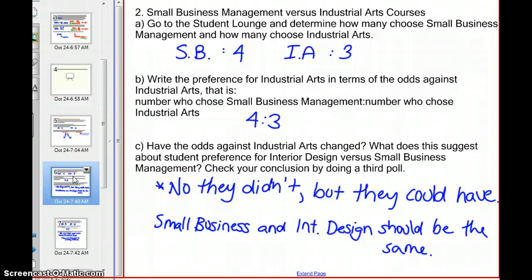Let's look at the next one. Now we're choosing small business versus industrial arts. So 4 chose small business, 3 chose IA. We'd write that again as 4 to 3 for small business compared to IA. Have these odds against industrial arts changed? Now in this case, no they didn't, but they could have. This is actually a special case where our odds didn't change. If we had higher numbers, they probably would not be the exact same values. Small business and interior design should be the same as what we're guessing for our next prediction.